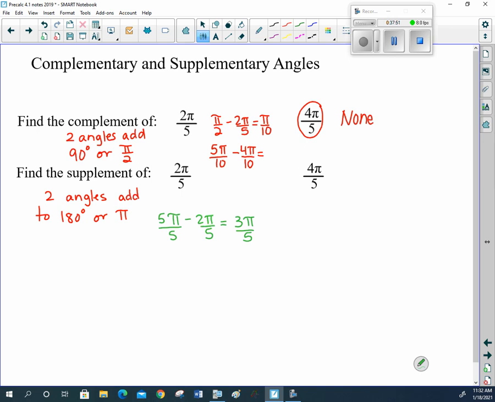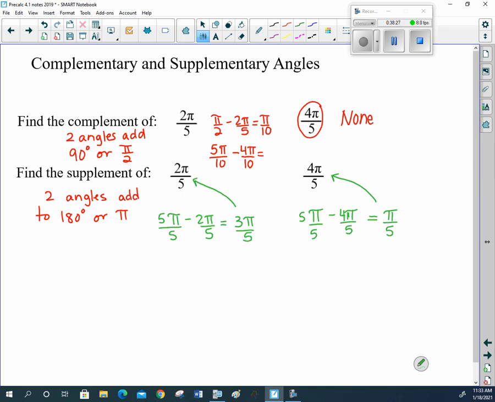And over here, if I've got 4 pi over 5, same thing. I'm going to start with pi because that's 180, and I'm looking for its supplement. So I'm going to subtract what they gave me, 4 pi over 5. Common denominator, and we end up with this one right here turns out to be pi over 5. Okay. So pi over 5 is the supplement of this one, and 3 pi over 5 is the supplement of that one.